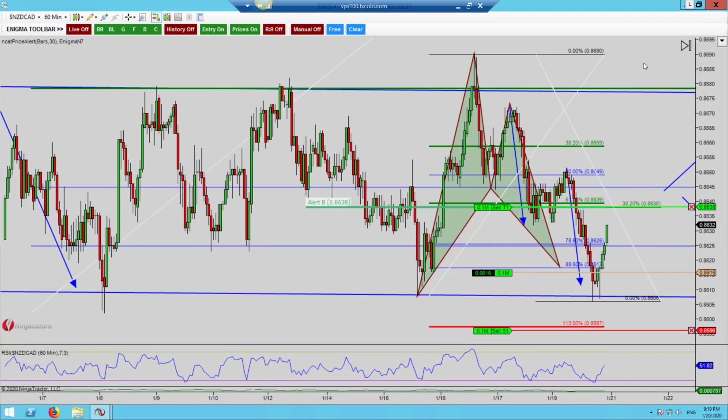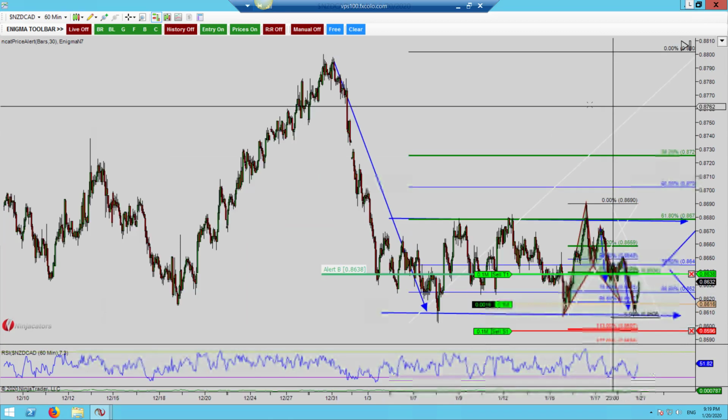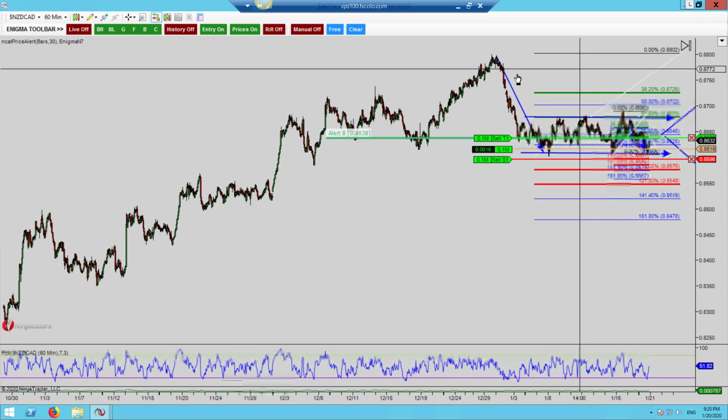This is the New Zealand CAD currently on the 60-minute time frame. I'm very late getting around to doing this video. As you can see, we are rallying, but there is quite a lot going on within this currency pair, so I want to go ahead and do the high time frame analysis and explain this. I've just zoomed out a little bit so you can get a little bit of perspective.